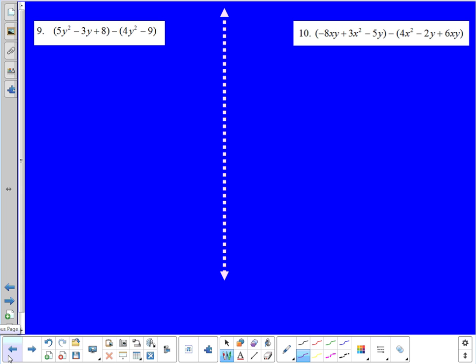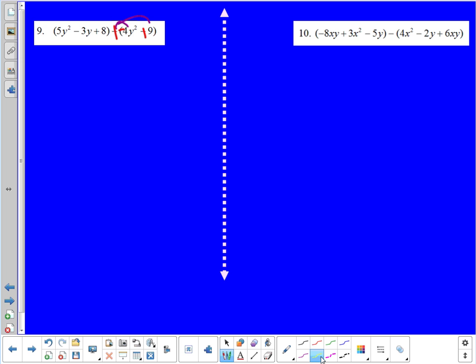Take a look at number 9. Still subtracting here, so I'm going to distribute that subtraction throughout. Now some of you may start to be able to just slash this into addition and make everything behind it its opposite. So rather than rewriting the whole thing, that's fine with me, but you need to make sure that you make everything behind it its opposite. So I made that addition, the 4 became a negative, the negative 9 became positive.